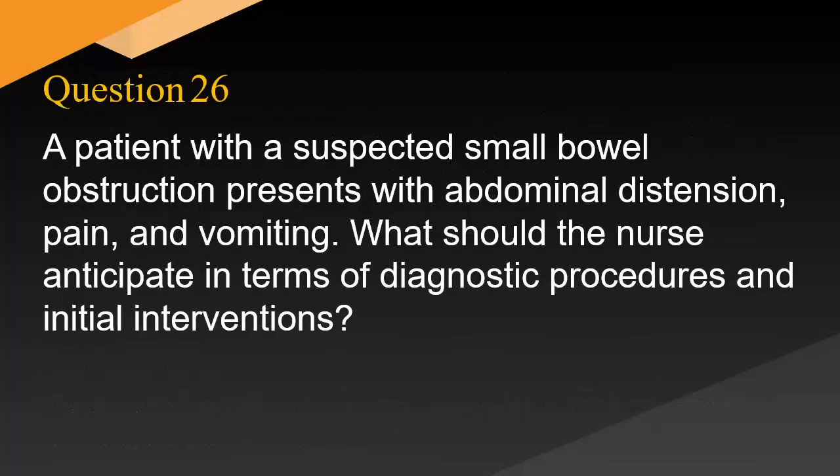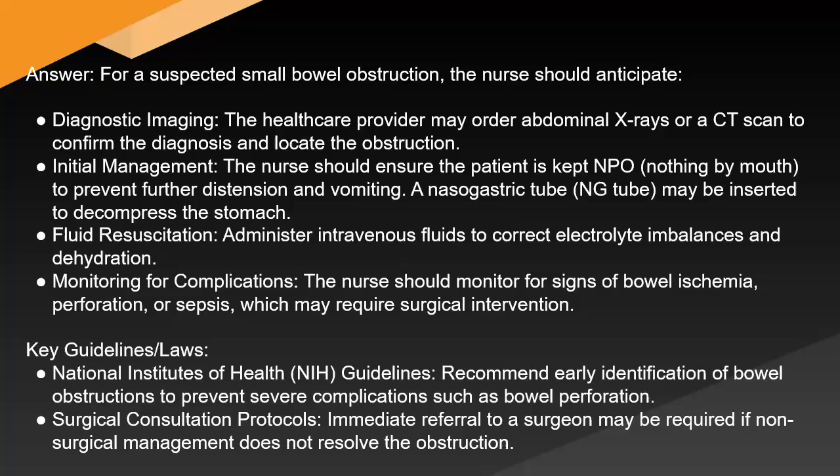A patient with a suspected small bowel obstruction presents with abdominal distension, pain, and vomiting. What should the nurse anticipate in terms of diagnostic procedures and initial interventions? Answer: for a suspected small bowel obstruction, the nurse should anticipate diagnostic imaging. The healthcare provider may order abdominal X-rays or a CT scan to confirm the diagnosis and locate the obstruction.